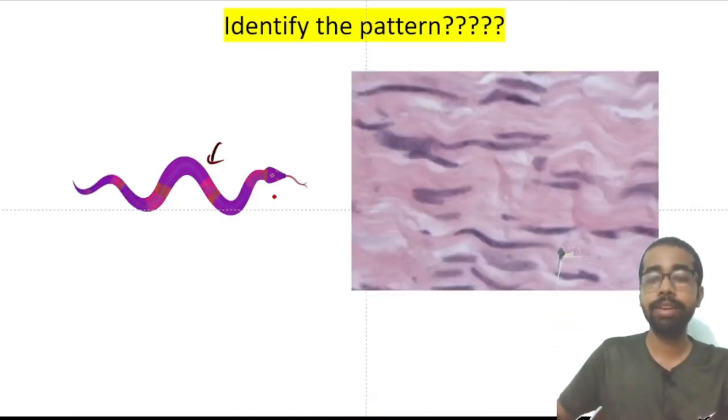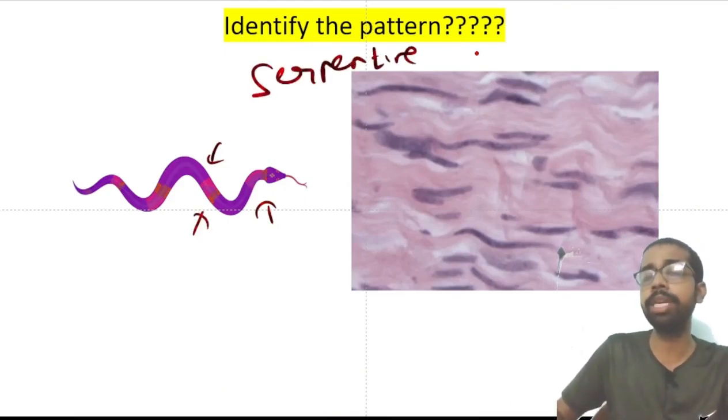Okay, another pattern. By seeing the snake, you should say which pattern? Snake-like or serpentine pattern, right? Serpentine pattern, usually they say in case of a neural tumor, you might get this pattern.